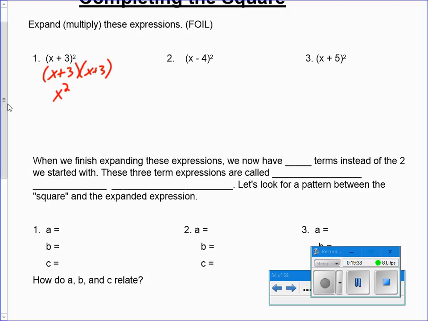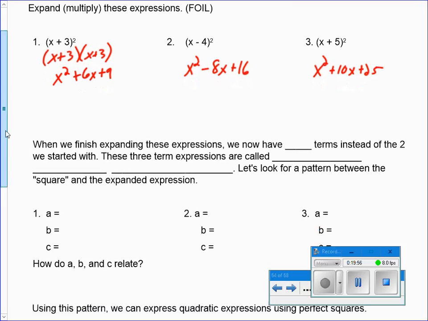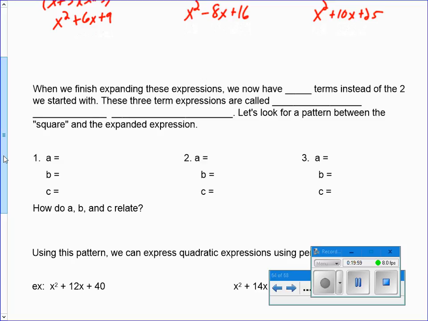So this would be x squared plus 6x plus 9, we multiply out and combine like terms. Same thing if we multiply this one out, we'd have x squared minus 8x plus 16, and this last one we'd have x squared plus 10x plus 25. So notice on all these, when we finish expanding, we have 3 terms instead of the 2 we started with. Since these are squares of those two terms, we multiply the same thing by itself. These are called perfect square trinomials.